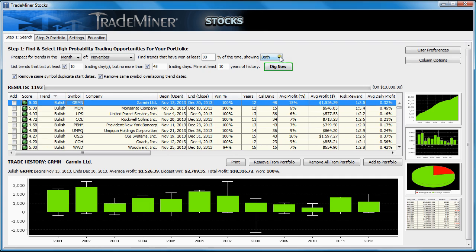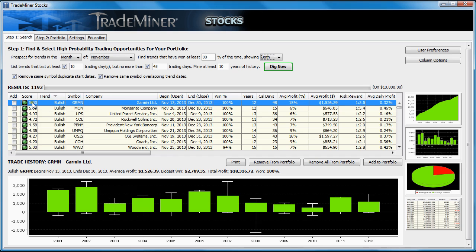And this is done because up here we selected bullish, bearish, or both, and we selected both, which gives us both. So, for example, this is our first trade. Our first trade is the Garmin company, and its symbol is GRMN. It's a bullish trade, meaning that we're going to buy and go long, and make money when the market rises.